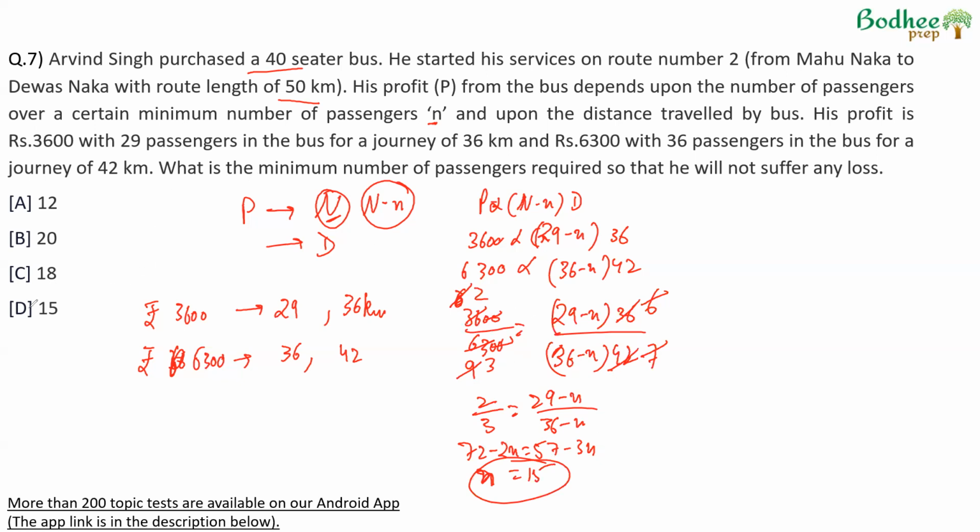Therefore, minimum 15 people are required, beyond which there will be a profit, and therefore out of these 29 people, profit will be because of 29 minus 15, 14 extra people. And here it will be because of 36 minus 15, that is 21 people.